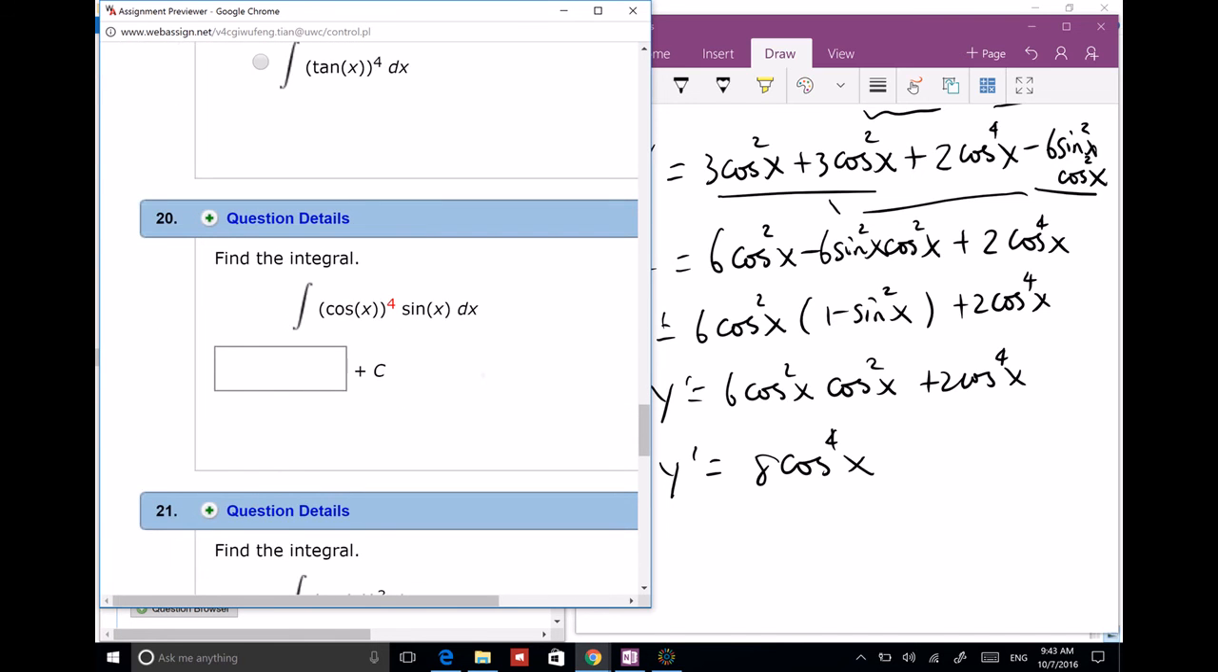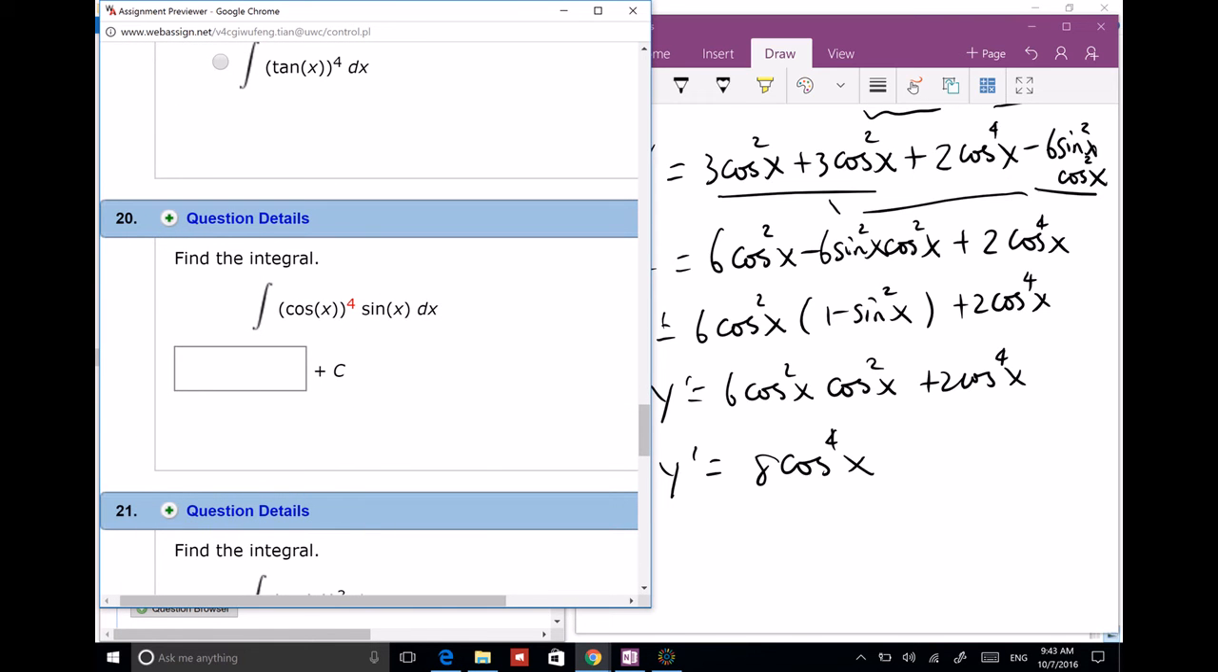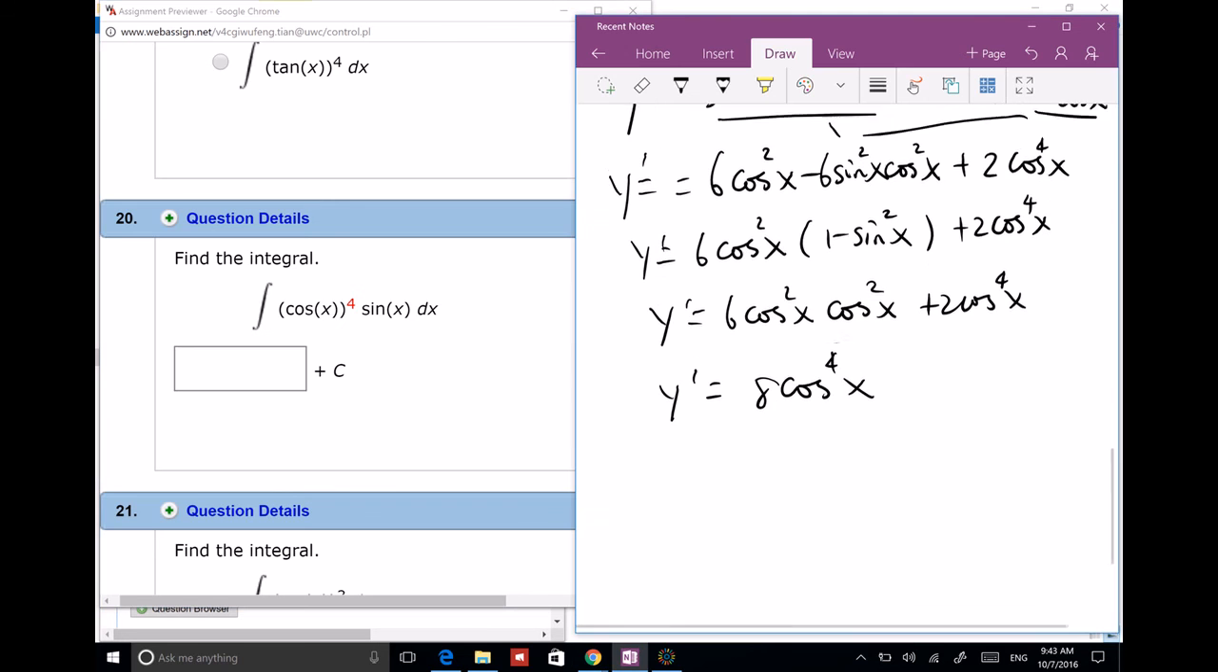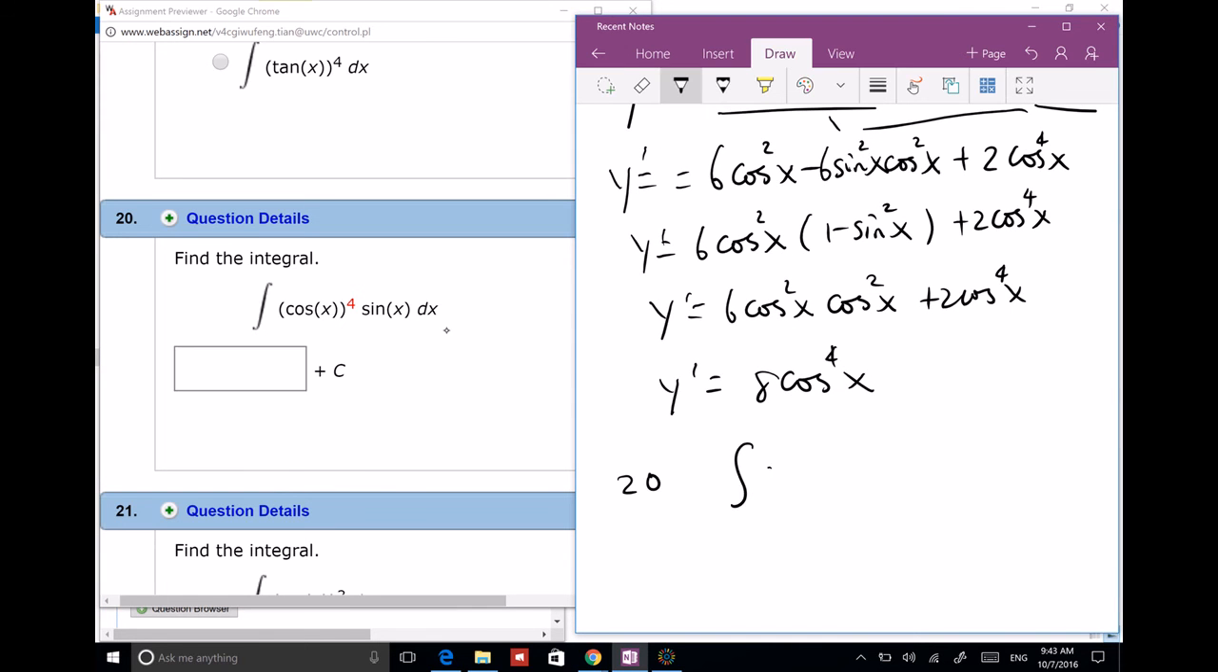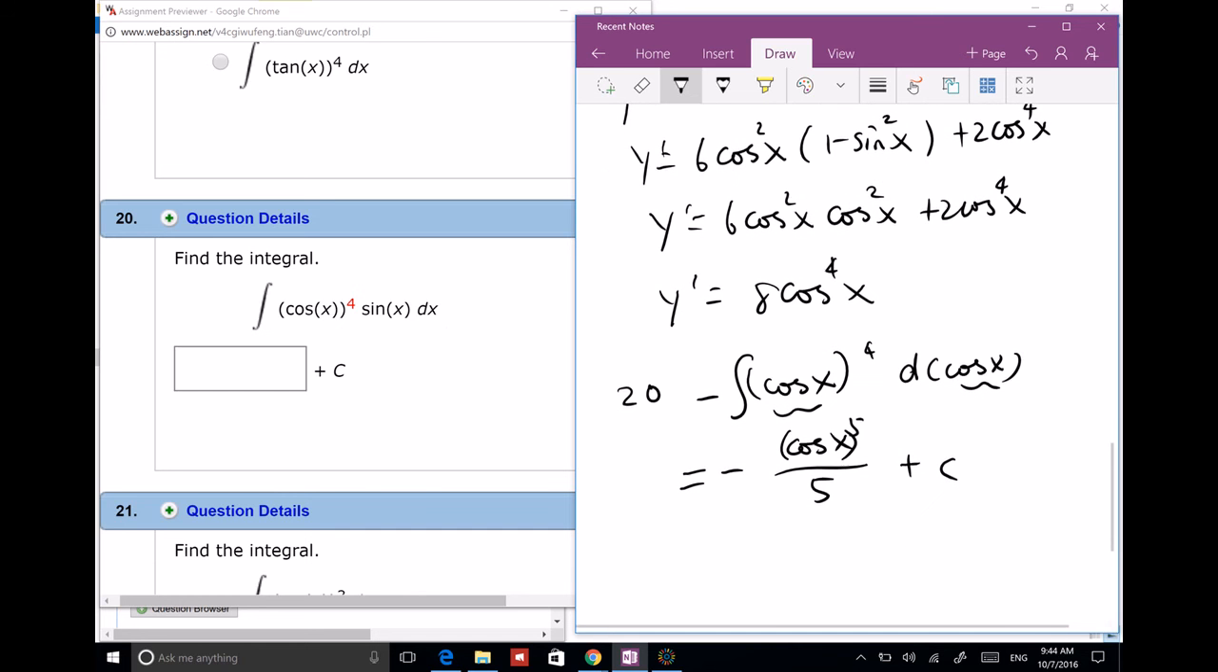Let's see. Number 20, u substitution. U equals cosine x. I think that would be good, right? U equals cosine x. And then this will give you number 20, cosine x power 4, and sine x. You can take a derivative of cosine, but it's a negative, so put negative in the front. And this is u, so you got negative cosine x power 5 over 5 plus c. That's it. Okay.